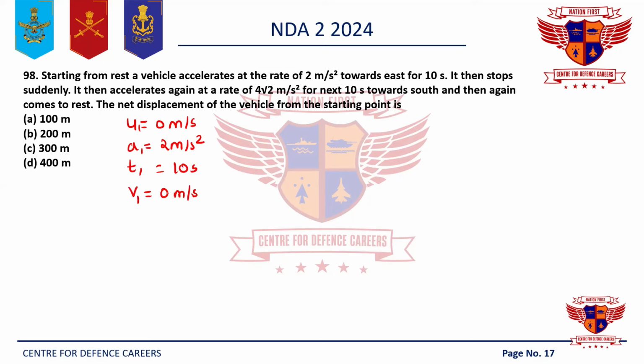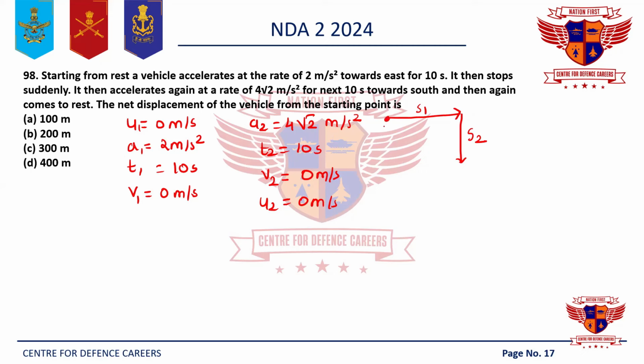It then accelerates again at the rate of 4 root 2 meter per second square for the next 10 seconds. Okay, we have time 10 seconds towards the south and then again comes to rest. So the final velocity is again equal to 0 meter per second. And since it starts from 0 velocity, the initial velocity is also equal to 0 meter per second. The net displacement. Okay, so it initially moves in the east direction and then it moves in the south direction. Let's say the displacement during the first phase was S1 and the displacement during the second phase was S2.